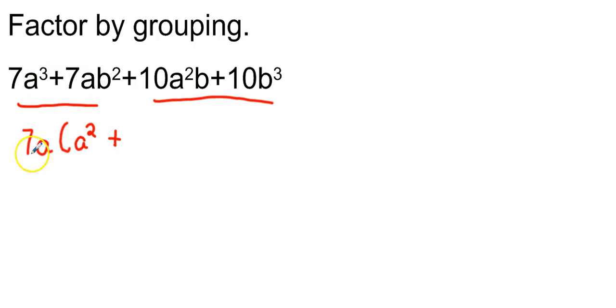Next term. 7a, oh, that's this piece right here. I'm just left with b squared. 7a times b squared, 7ab squared. Okay, I factored the first piece.